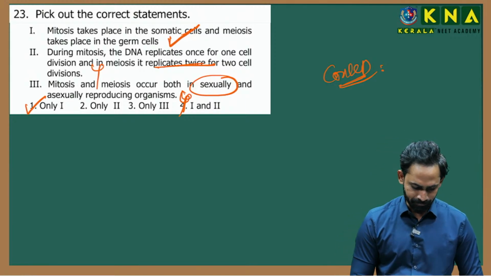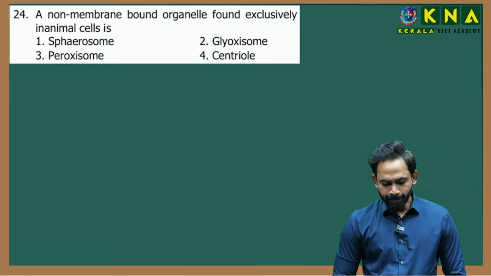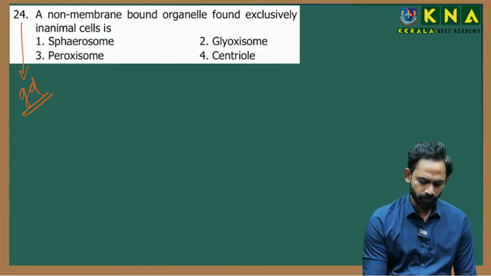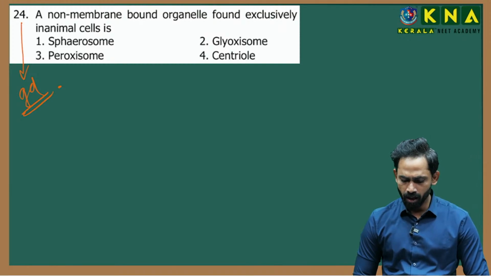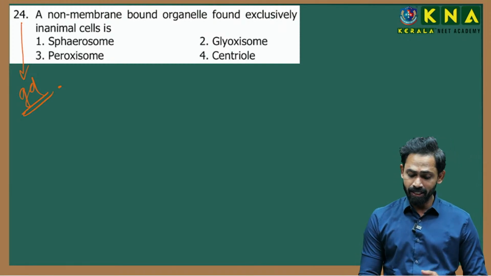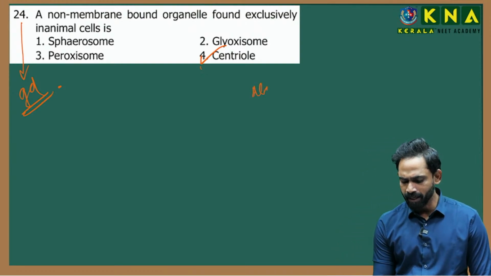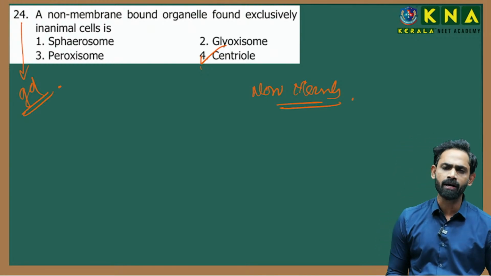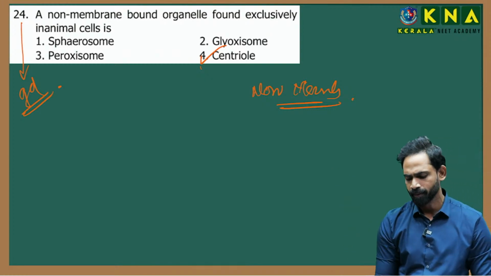Okay, cell cycle. Next one, 23. Next one is a nice question. The 24th is a good question. A non-membranous organelle found exclusively in animals: directly you can go for the centriole. A small description: non-membranous organelles, non-membrane bound organelles. What are the total non-membranous organelles present in our syllabus?